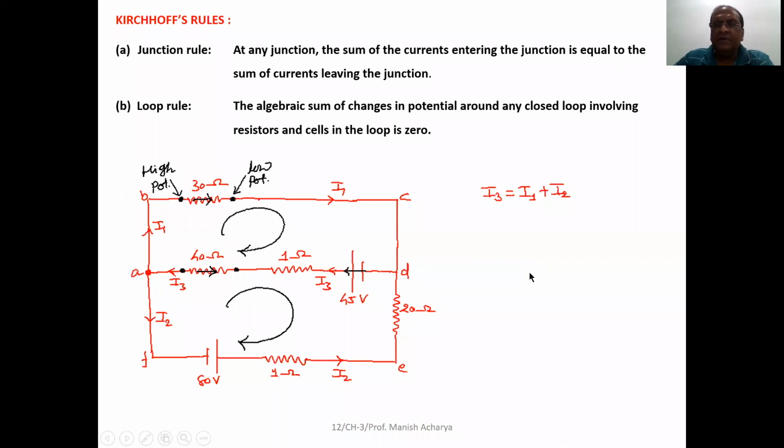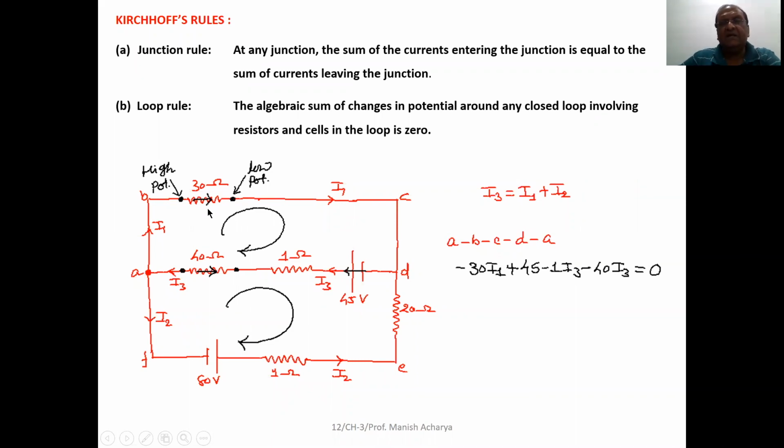Now here, to understand the loop rule, consider the loop A, B, C, D, A. Start from A. Now, we are moving from A to B, then B to C, then C to D, then D to A. So the loop will be completed. From A to B, there is no component, so no potential difference. Then B to C. Now, current I1 is flowing through this 30 ohm resistance.